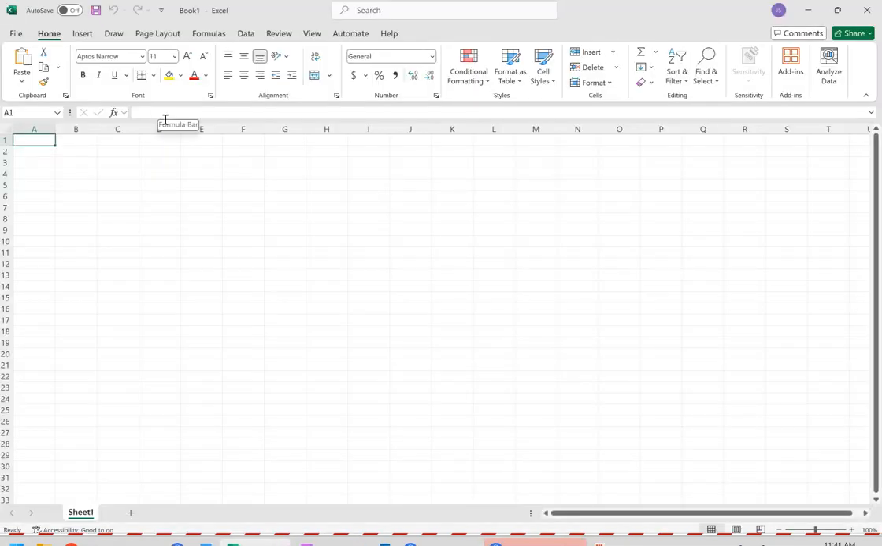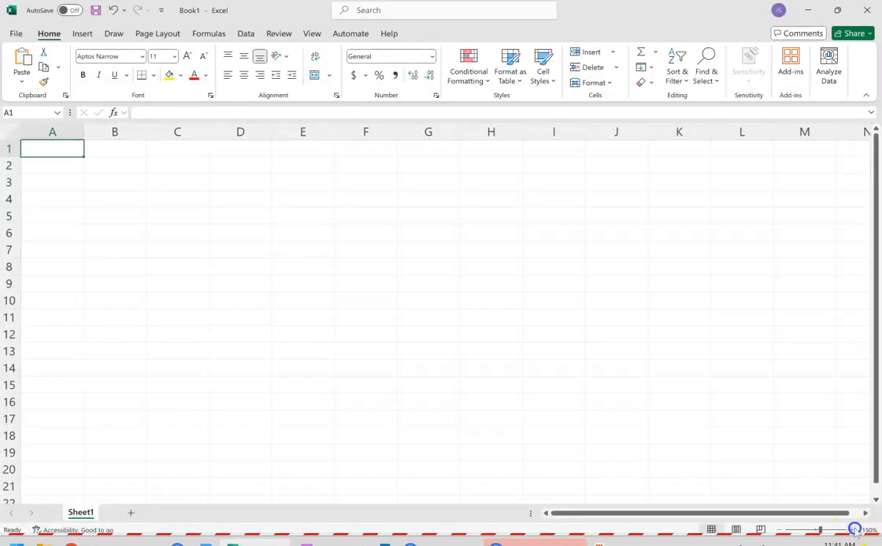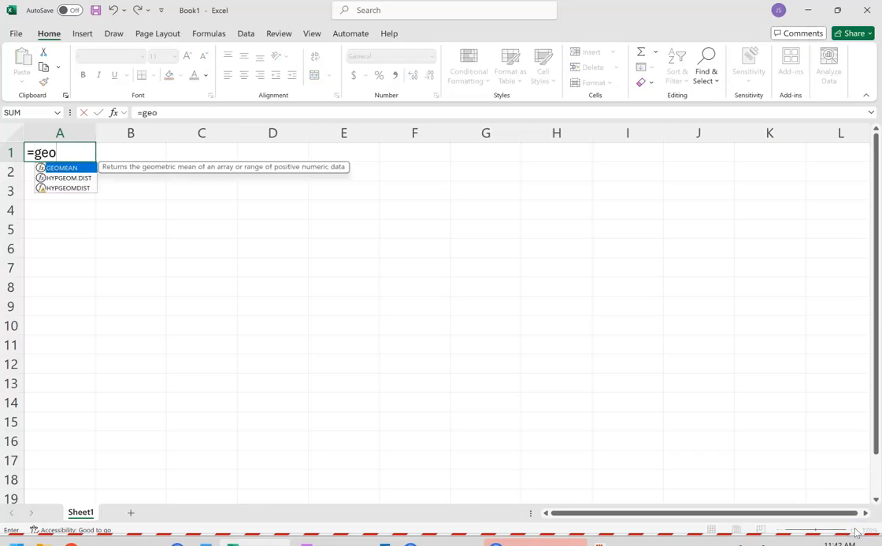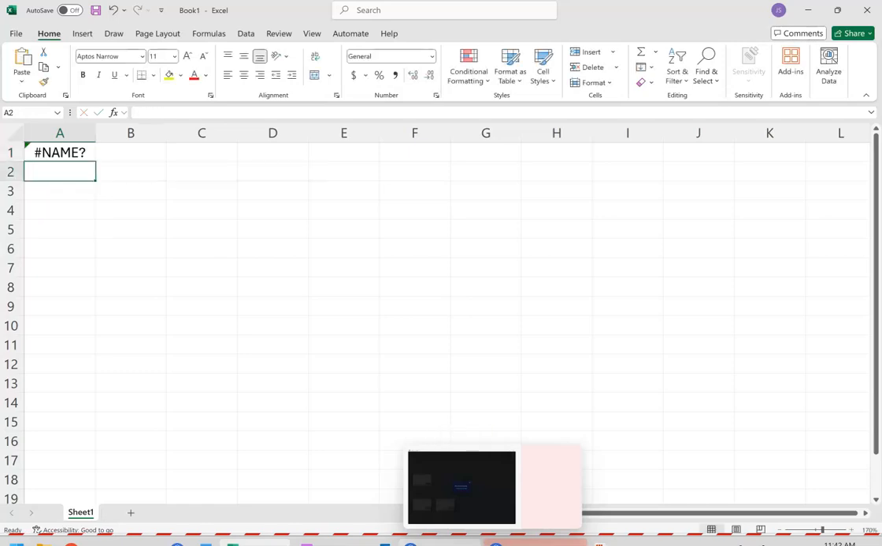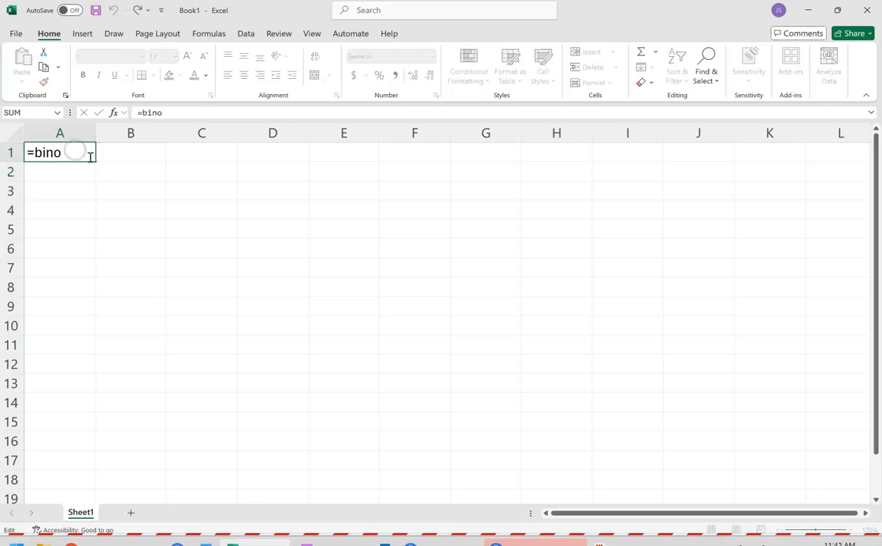One of the nice things about Excel is that if you start typing in a built-in formula, it'll pop up the list for you and you'll be able to pick it out. The geometric apparently is not built in here. Doesn't look like geometric is in there. However, I know binomial is. So there's binomial distribution. When you put that in, don't hit enter, but hit tab.